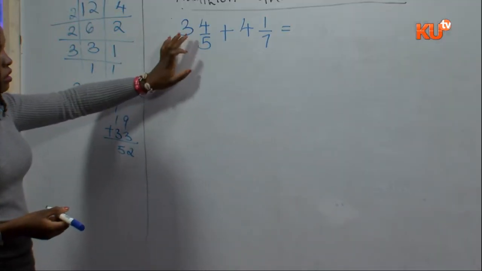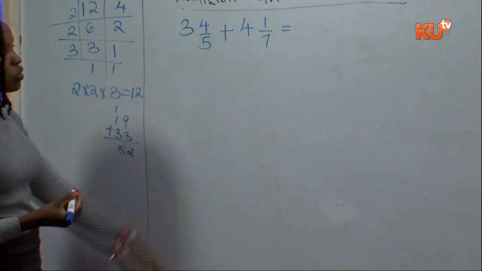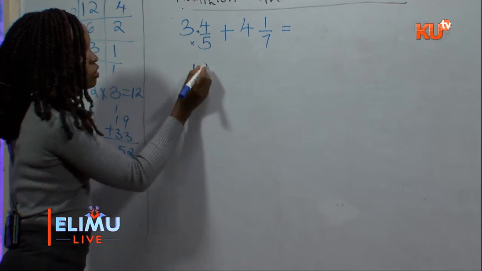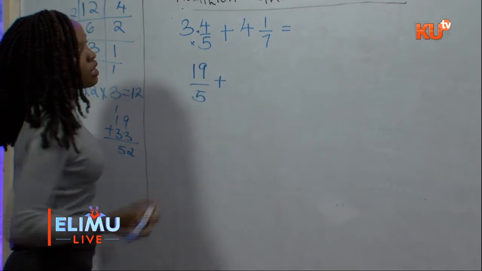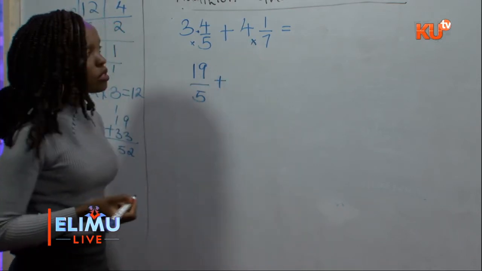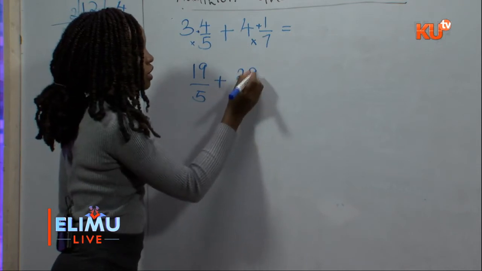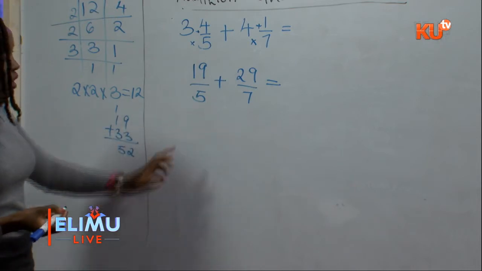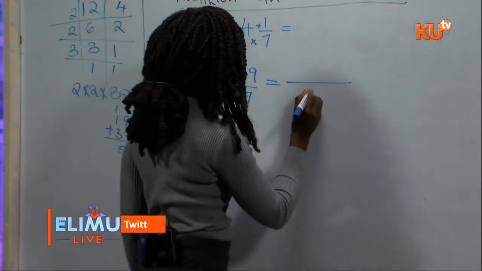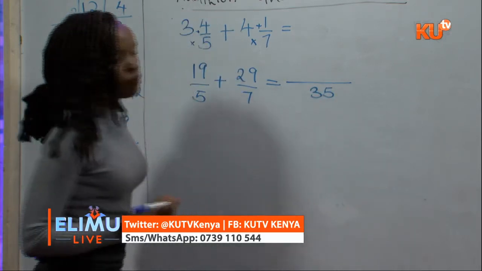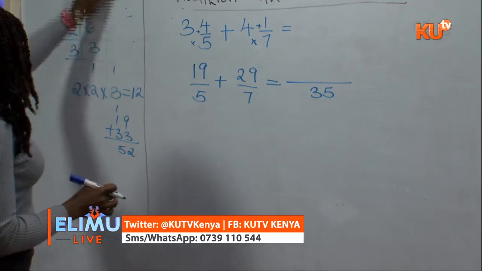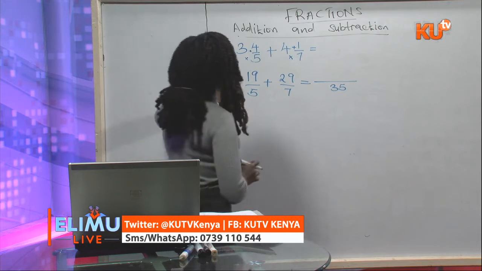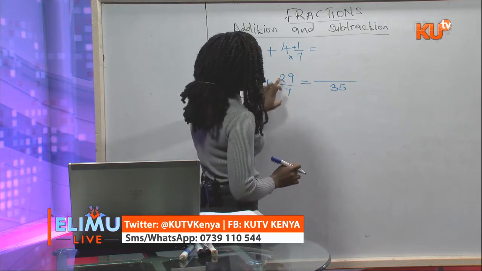So we start by converting the mixed fractions to improper fractions. It is 3 times 5, 15. 15 plus 4, we get 19. So 19 over 5 plus 4 times 7 is 28. 28 plus 1, we get 29 over 7 is equal to, so we get the LCM of 5 and 7. The LCM of 5 and 7 is 35. So now we can calculate the LCM. We have 19 over 5 plus 29 over 7 is equal to 35.